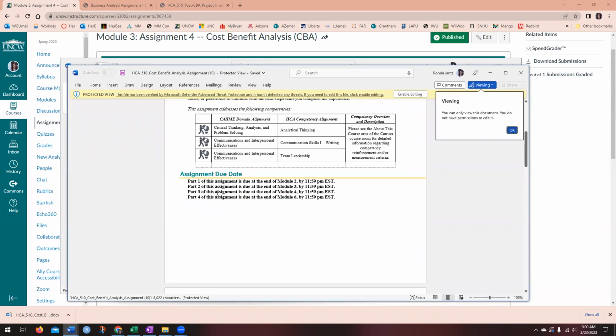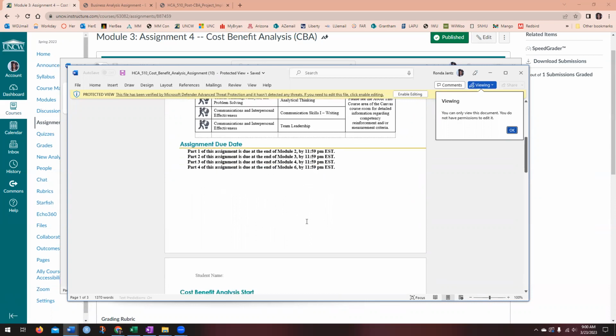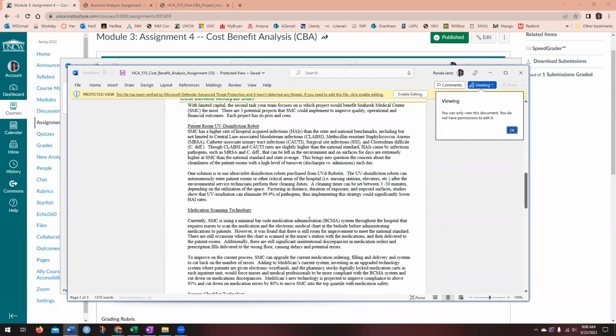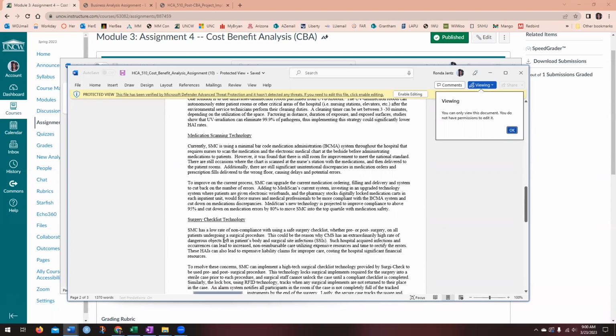We have a pot of money. As most facilities do, we have a number of different groups coming to us saying, hey, here's what we need to do with our money. Here's how we need to spend it. We get different options given to us by 3 different departments. We could potentially do a robot, med scanning, or a surgery checklist technology. All technology options, but we only have enough money to fund one. So we're going to figure out which one is the best use of our money.